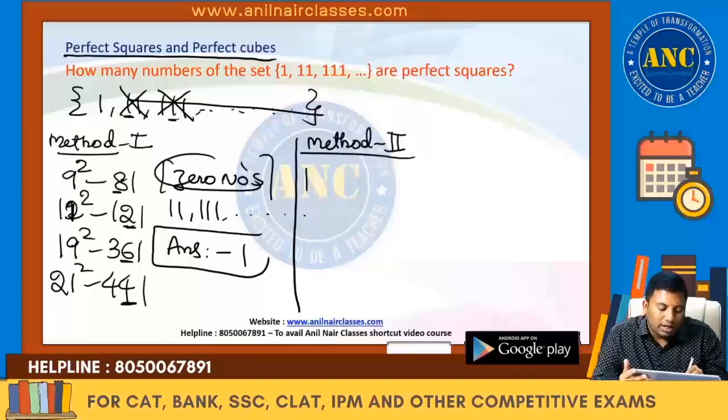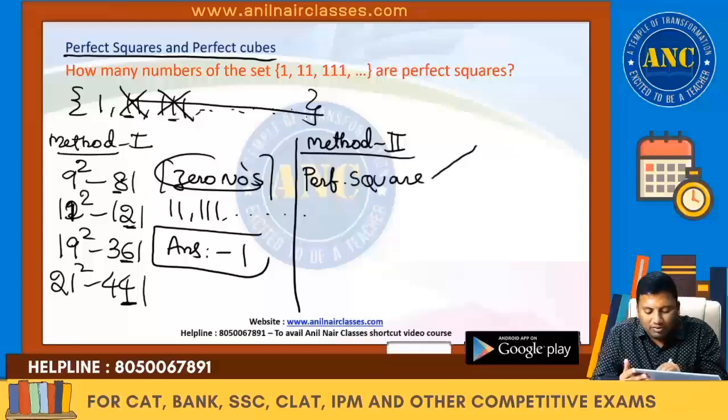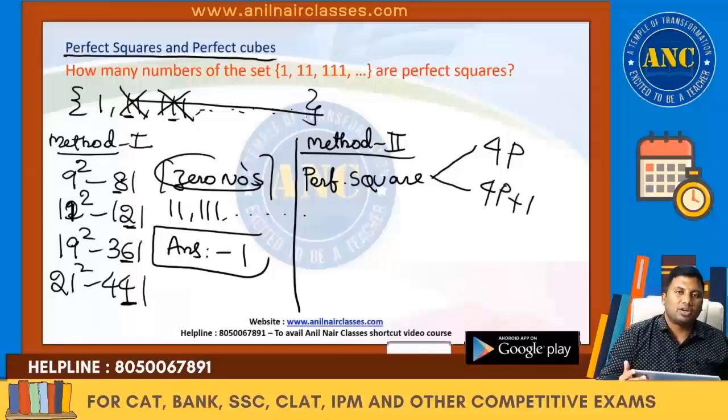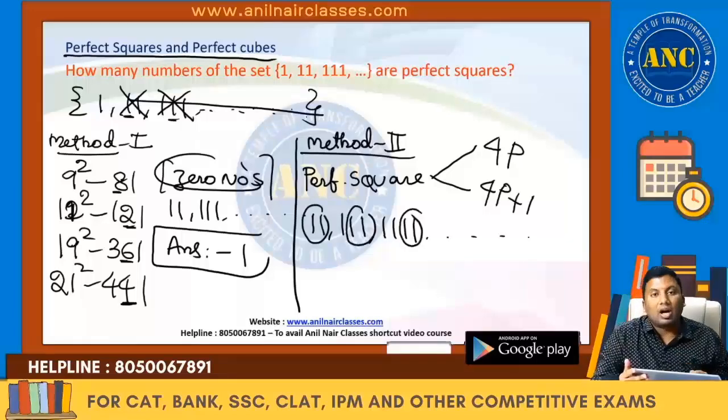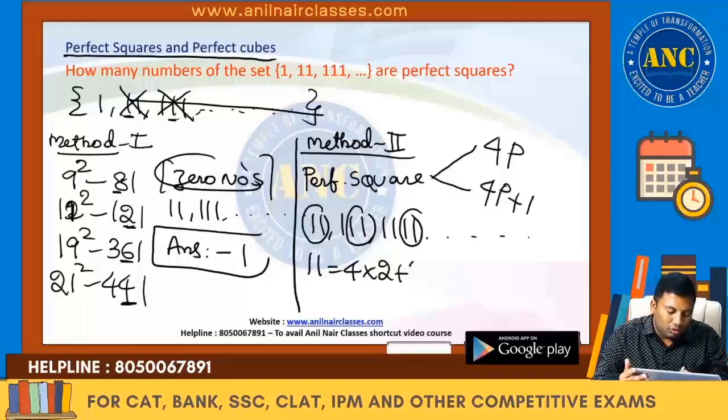Method 2. Any perfect square will be of the form either 4 into something, or 4 into something plus 1. Every perfect square should be of the form 4p or 4p plus 1. Suppose I take 11, 111, 1111; in all these cases, what are the last two digits of the number? The last two digits are 11. 11 is nothing but 4 into 2 plus 3. 4k plus 3 does not arise for a perfect square.